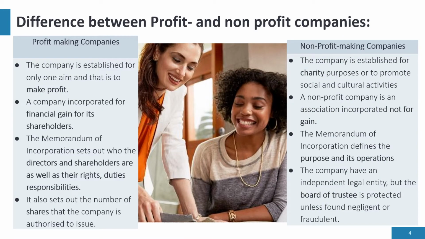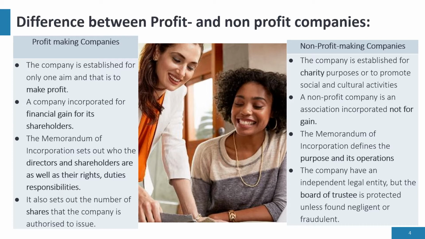We are now going to look at the difference between profit and non-profit companies. Profit companies aim to make a profit. That's the sole reason why they exist. Whereas non-profit companies do not exist to make a profit, but were established for charity purposes, like orphanages, etc. A profit-making company is a company incorporated for financial gain for its shareholders, whereas a non-profit company is an association incorporated not for gain, so they do not have shareholders.